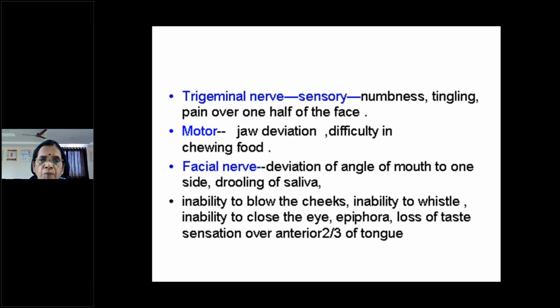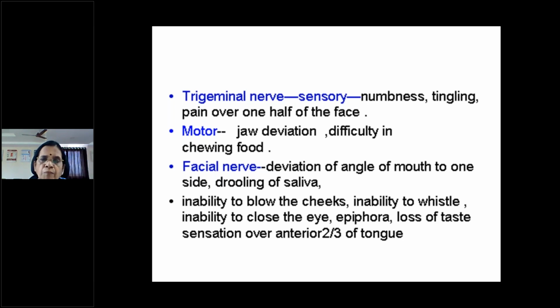Especially in trigeminal neuralgia, they can have pain when it is stimulated. If you put cold water over it, they complain of severe pain. And also they complain in the area of distribution, either the ophthalmic division, maxillary or mandibular division. They can have sensory symptoms like tingling and numbness, whereas the motor symptoms are inability to chew the food, and the jaw will be deviated to one side. So that is suggestive of a fifth cranial nerve.